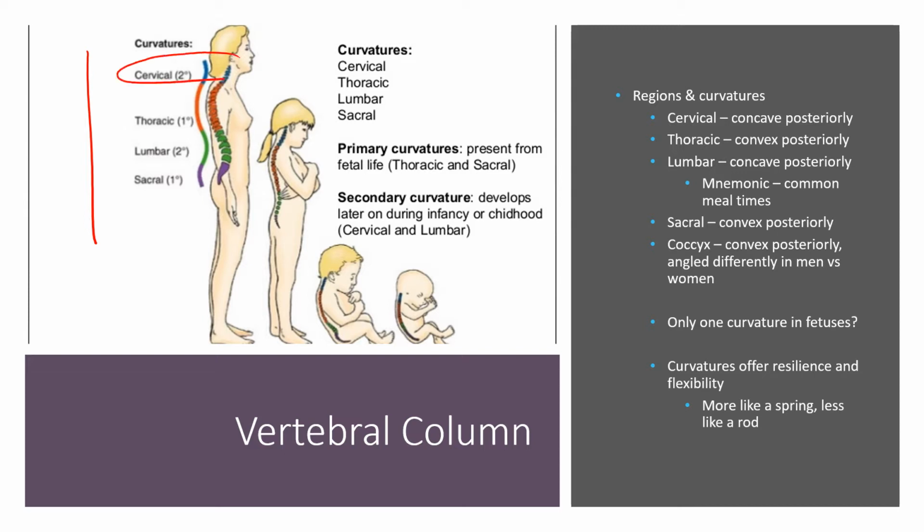Now, the curvatures are named for the regions that they go through. So your cervical region goes through your neck. Your thoracic spine goes through your thorax, your thoracic cavity, or behind your thoracic cavity. Your lumbar spine goes through the lumbar region of your body, basically analogous to your abdominal area. And your sacral spine is down embedded in your hips, basically, right? It's between your two ilia. And they curve in this snake-like fashion.